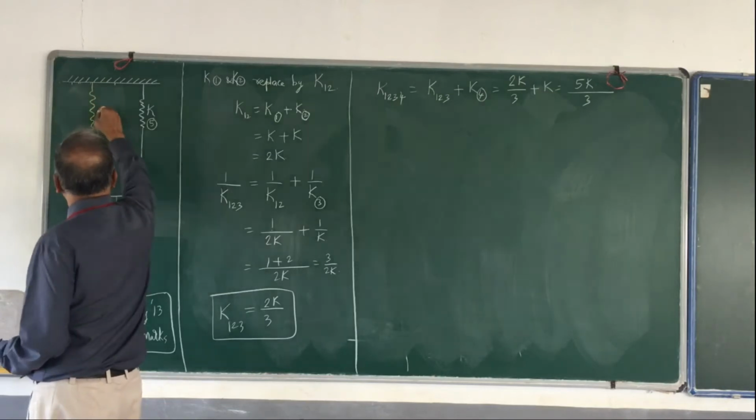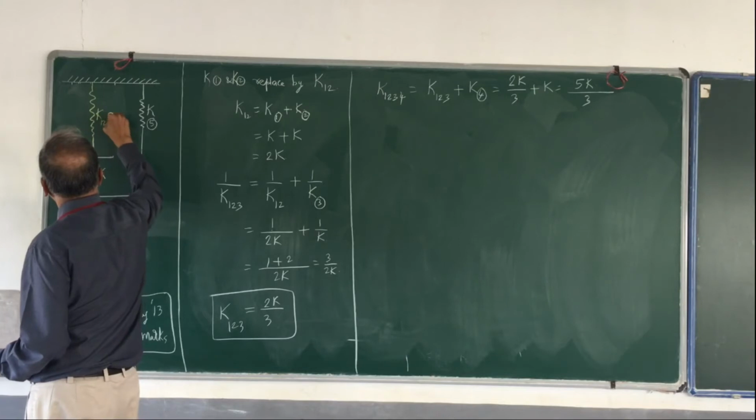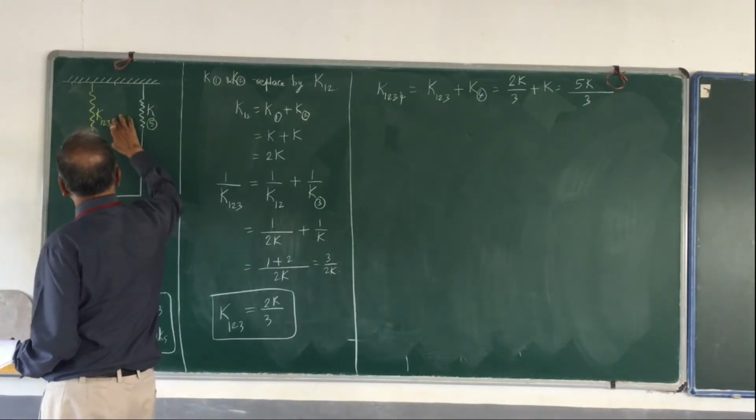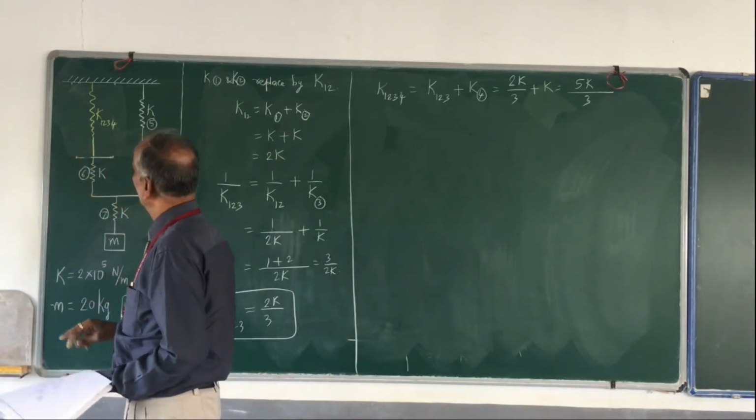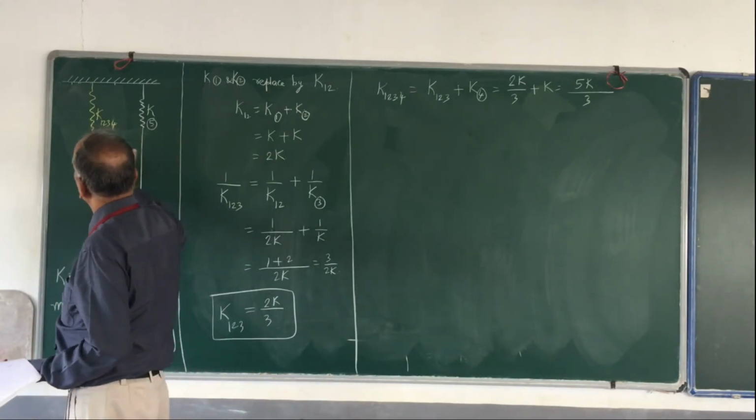What is that? K1, 2, 3, 4. K1, 2, 3, 4. And what is the stiffness of that? It is 5K by 3. Okay, so now I can run this portion.